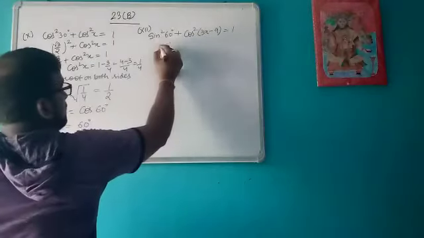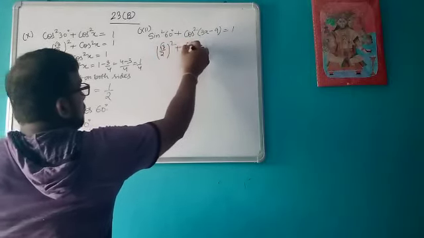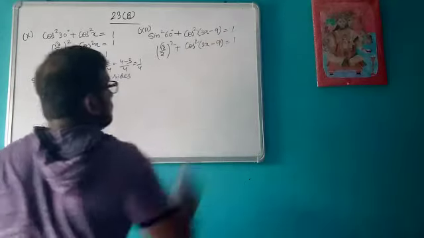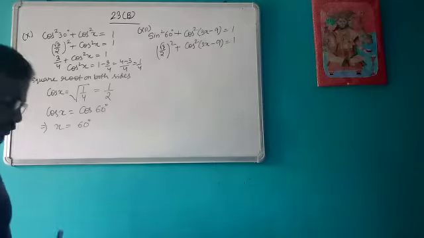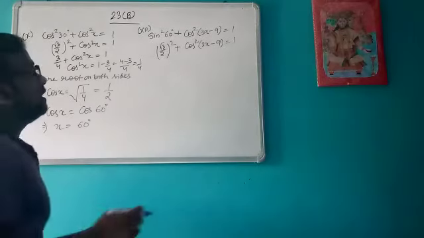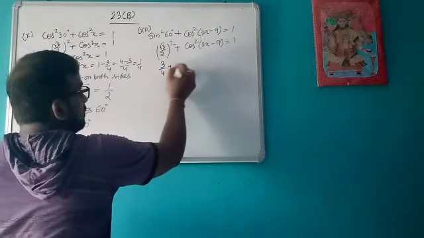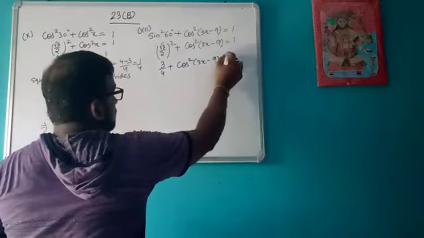So what is sin 60? Root 3 by 2, and this we cannot solve, so you can keep it like this, equals to 1. Remember, you can only compare the angle when both sides have the same value. So it is 3 by 4 plus cos square 3x minus 9 is equals to 1.